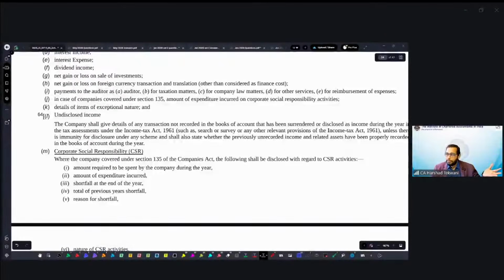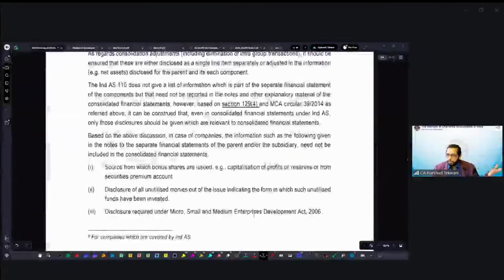Then undisclosed income. Companies outside India might not find undisclosed income relevant because they are not part of the Income Tax Act. So again, is it relevant for the purpose of the consolidated financial statement? You need to understand that. All these things you need to understand: what is relevant for the purpose of the consolidated financial statement, and whether it is there only because we have a holding company and the rest of the companies are outside India, so it is relevant from that perspective.